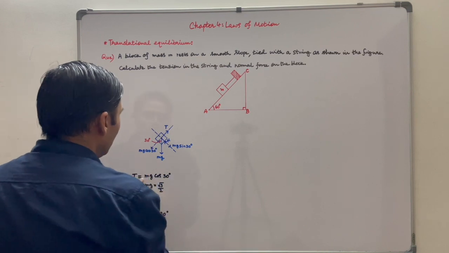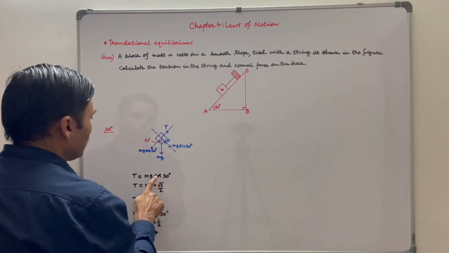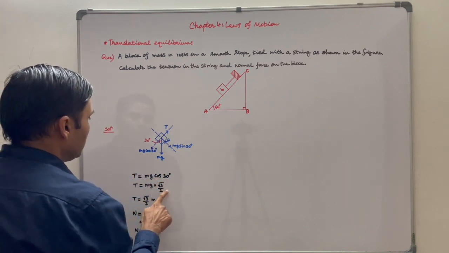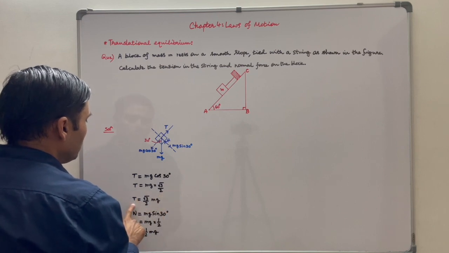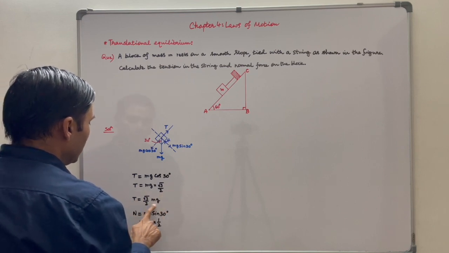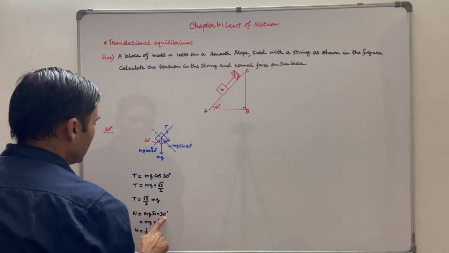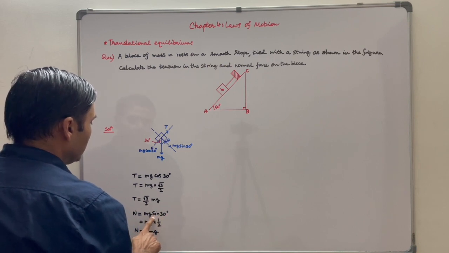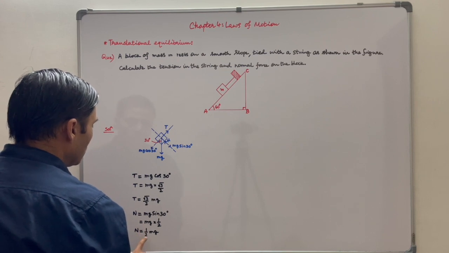So T is equal to mg cos 30. Value of cos 30 is equal to root 3 by 2. So T comes out to be root 3 by 2 mg. N is equal to mg sin 30. Value of sin 30 is equal to 1 by 2. So N comes out to be 1 by 2 mg.